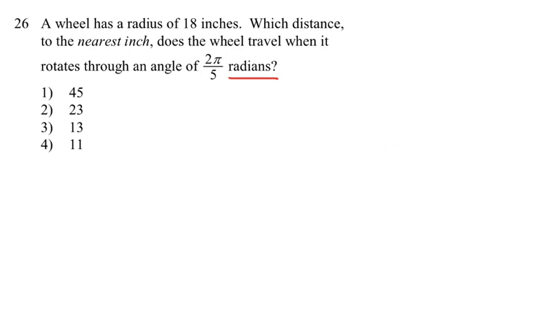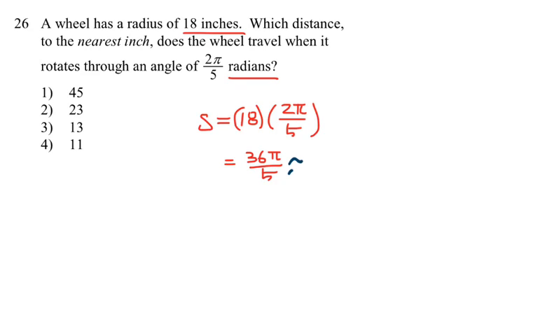Alright, let's look at number 26. Now, in order to convert the radian, the length of the arc with the radian and the radius, we just have to simply multiply them. 18 times 2 pi over 5, because the length of the arc is the radius times the measure of the central angle in radian measure. So once we do that, we get 36 pi over 5, which is about 22.6. So therefore choice 2 becomes the answer.